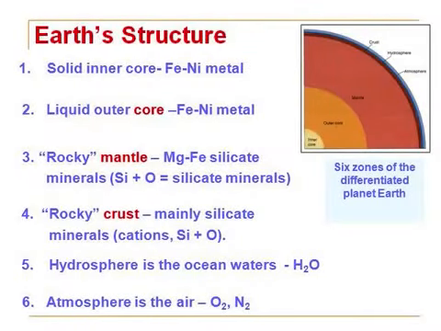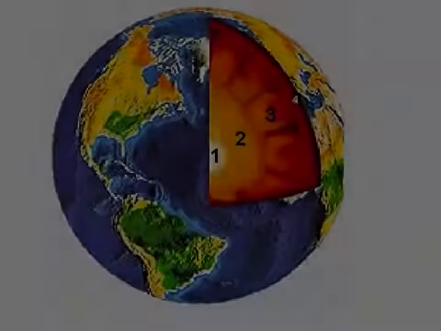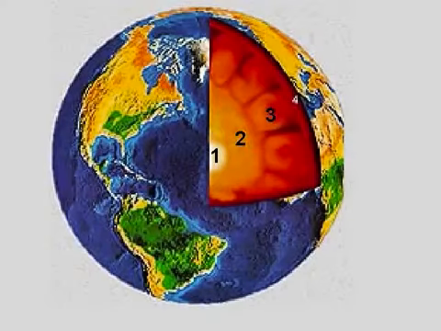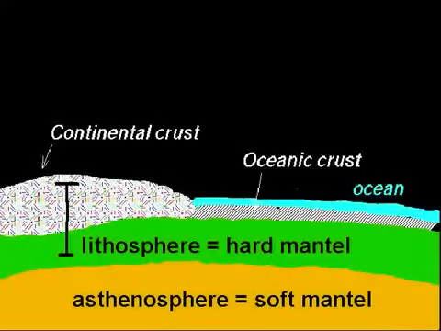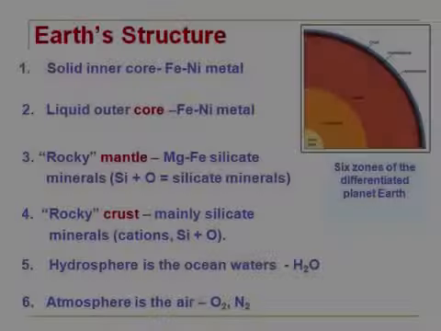Zone 3 is the rocky mantle, made of magnesium and iron silicate minerals. Deep down, it is hot and under high pressure. The rocks here are not really melted. They are soft, like a hot plastic, and can move. Sometimes they are further divided into hard mantle and soft mantle.